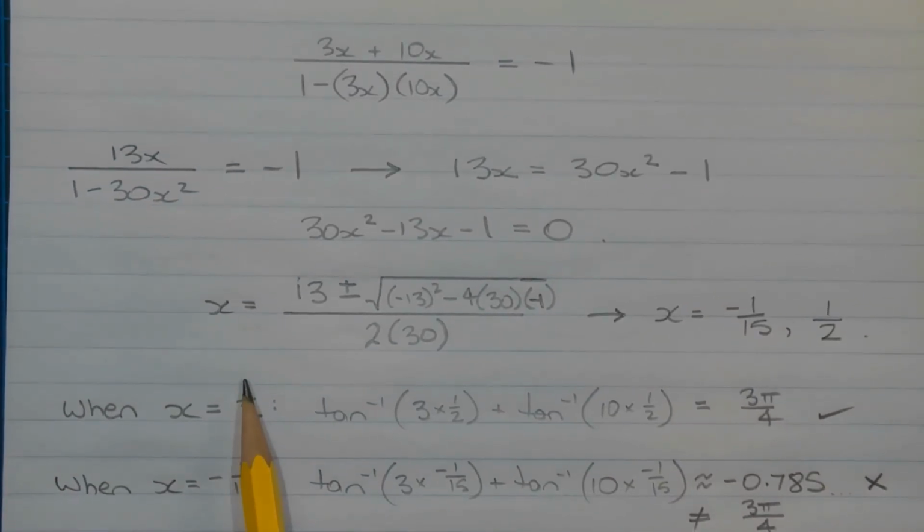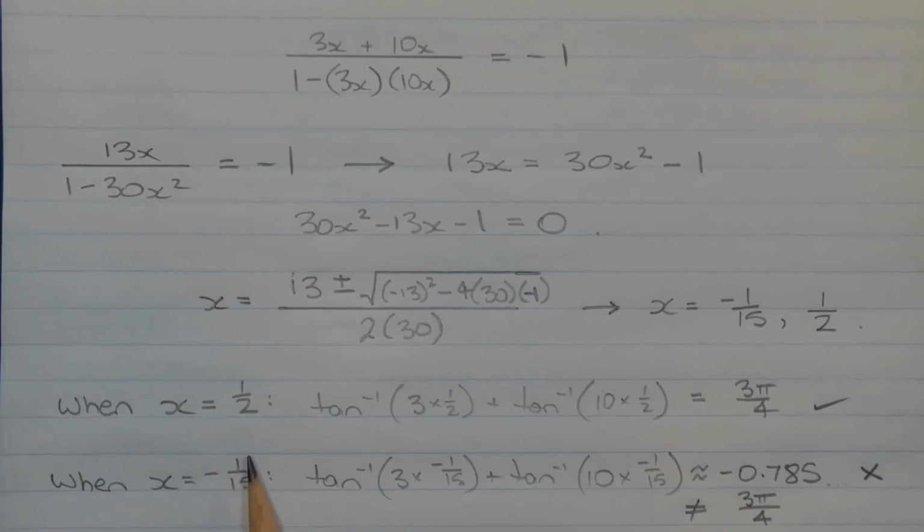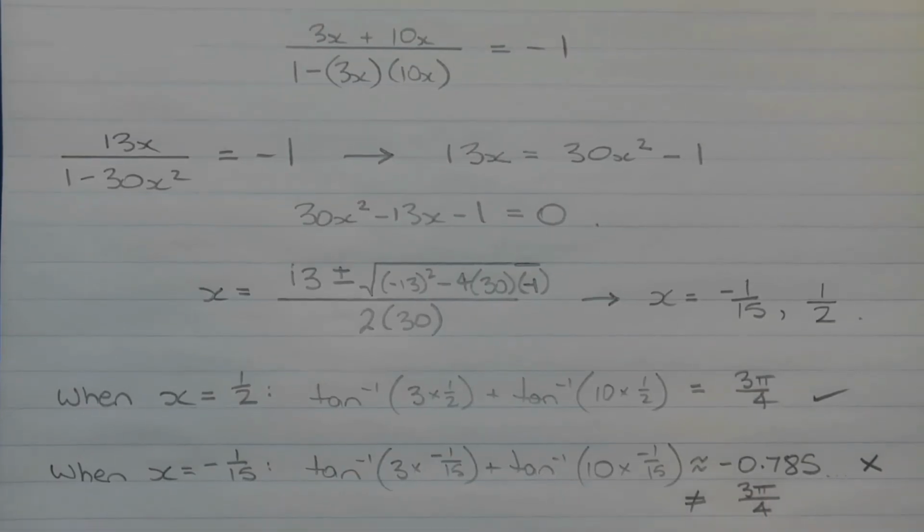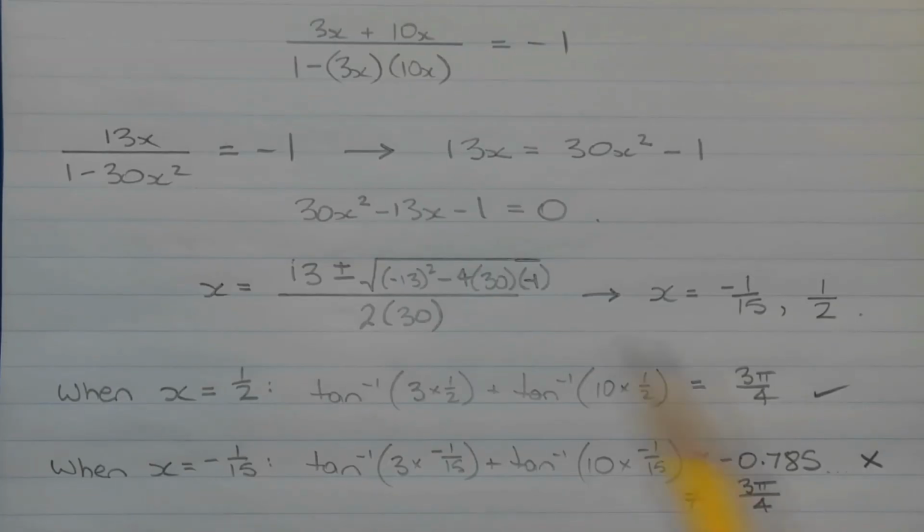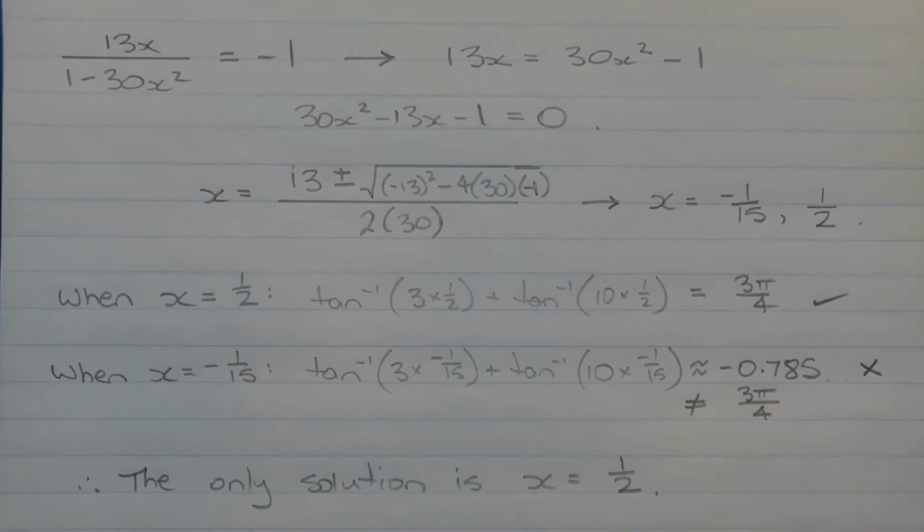Now when x is equal to 1 over 2, or half, inverse tan of 3 times 1 over 2 plus inverse tan of 10 times 1 over 2 equals 3 pi over 4. So that's correct. And when x is equal to negative 1 over 15, the value of inverse tan of 3 times negative 1 over 15 plus inverse tan of 10 times negative 1 over 15 is approximately negative 0.785, which is certainly not equal to 3 pi over 4. So this solution here is incorrect. Therefore, the only solution is x equals 1 over 2.